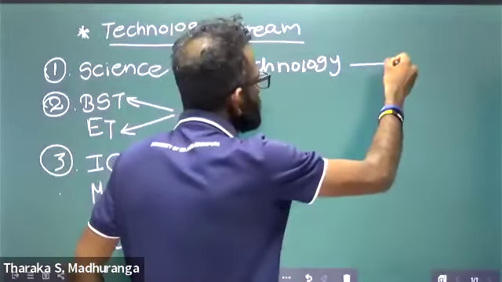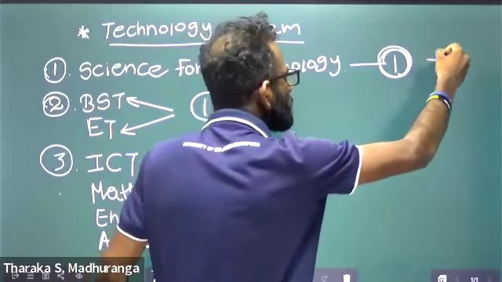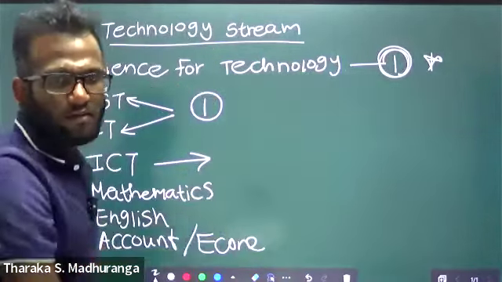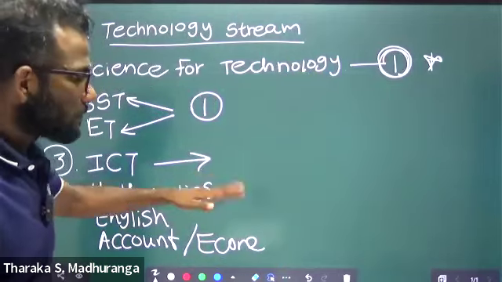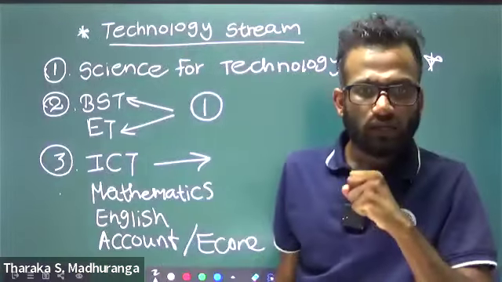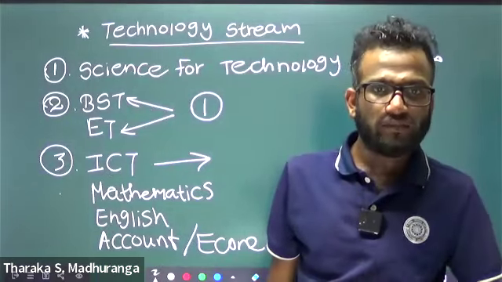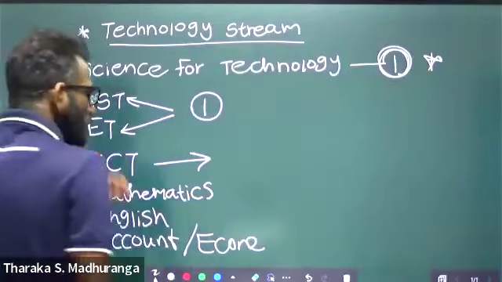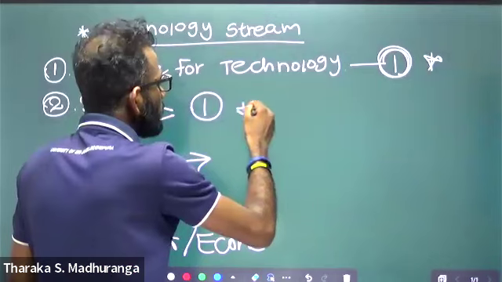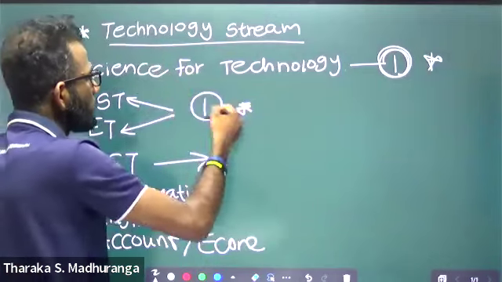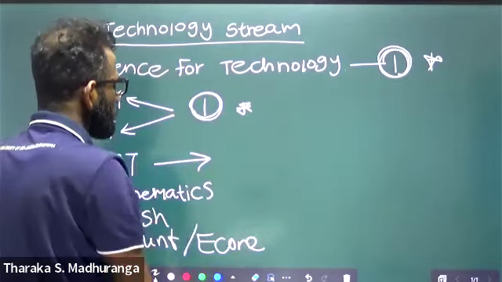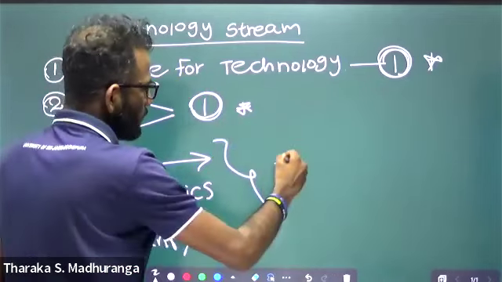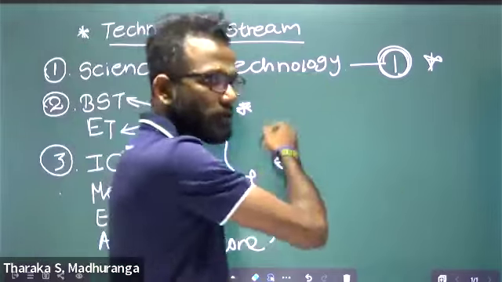Then your first subject is Science for Technology. The second subject is ET or BST. For the third subject, among these 10, there are so many subjects: accounting, economics, agriculture as well, geography, mathematics, ICT. Among them, one subject. And for the second subject, among ET and BST, you have to select one. Then you have three subjects.